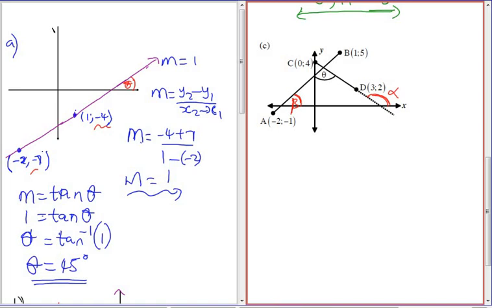I need the gradient of AB. I think it's clear that I need that. So let's go and calculate the gradient of AB so we can get beta. So in this situation, it will be 5 plus 1.